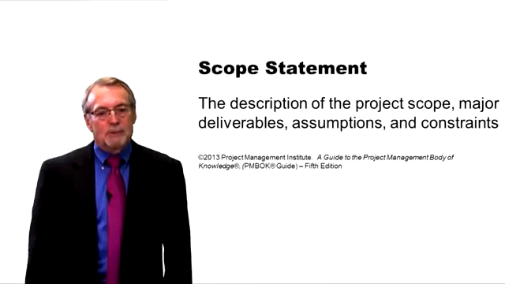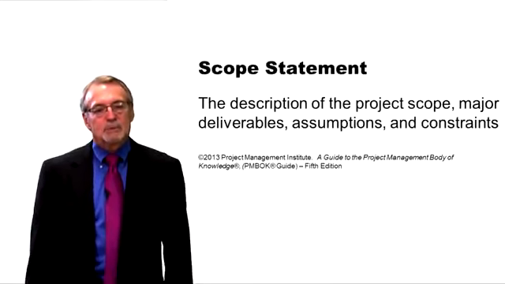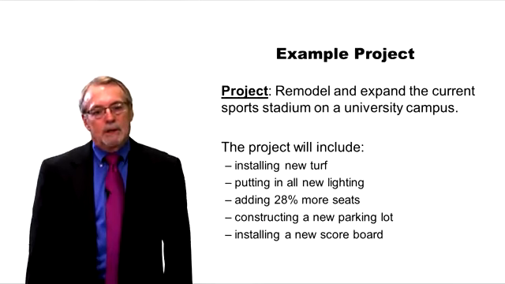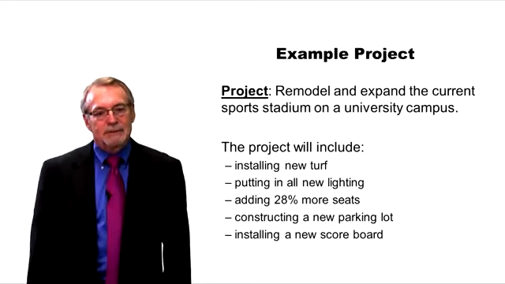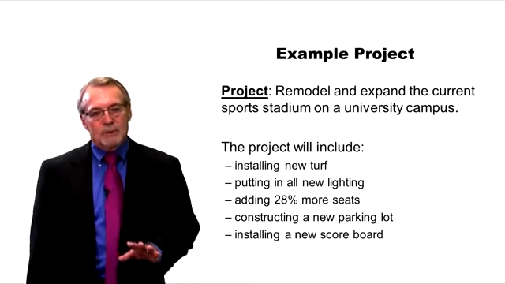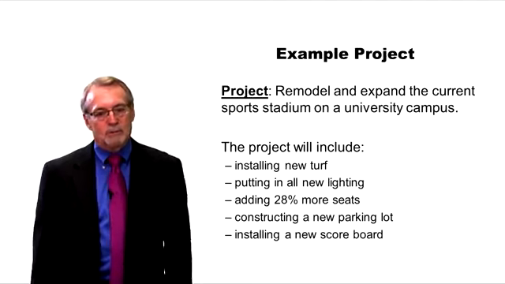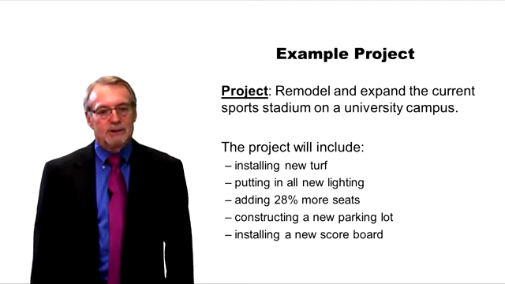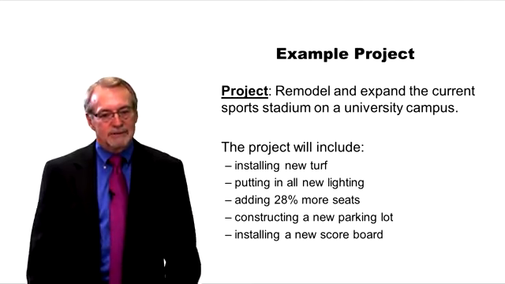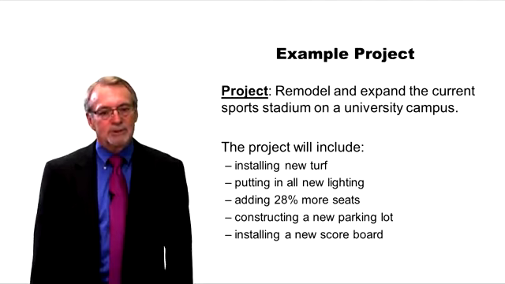Let's talk about a scope statement. Scope statement just talks about how big the project is, what the deliverables are. We're going to look at an example project again, and we're going to look again at our stadium. So if we look at what's going on with this stadium, these things are involved in the scope of the project. These things are all in the product scope of the project, remember. We're not talking about all the work that has to be done yet. We're just talking about the things that are going to be provided by this project. So this is beginning to be a list of deliverables here.